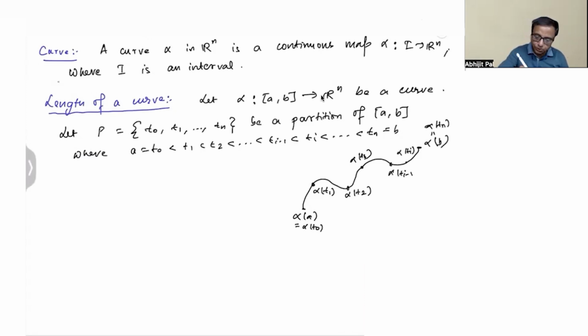Now we are going to join alpha A and alpha T1 by a straight line. Then join alpha T1 and alpha T2 by a straight line, and continue this process. Join alpha Ti minus 1 and alpha Ti by a straight line. Now we are going to take the length of each of these straight lines and sum it up.